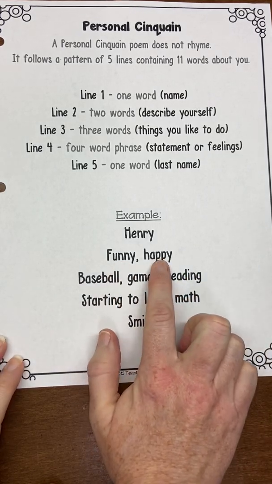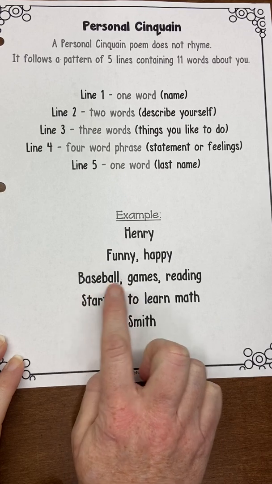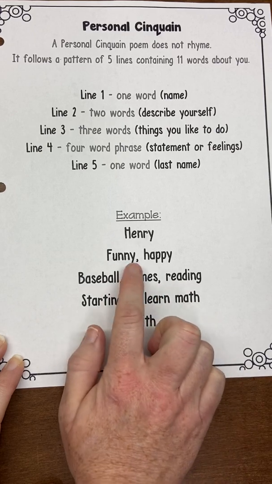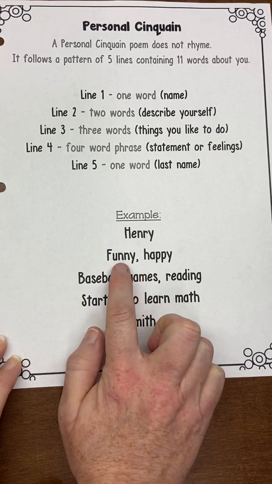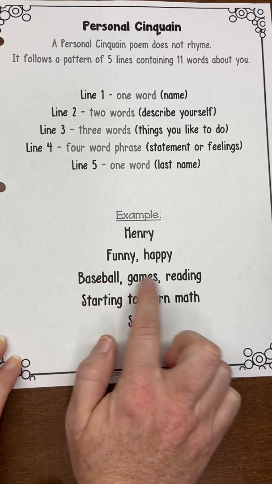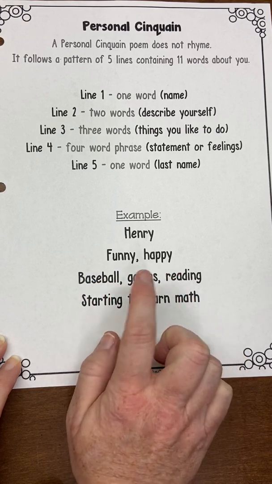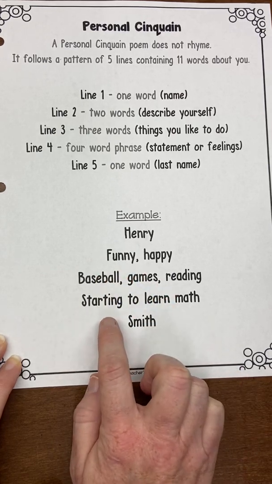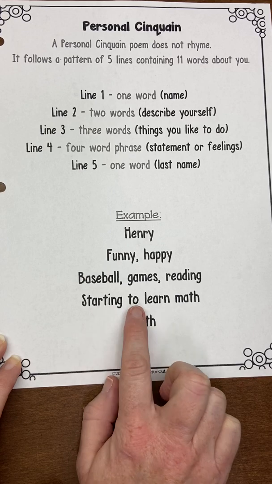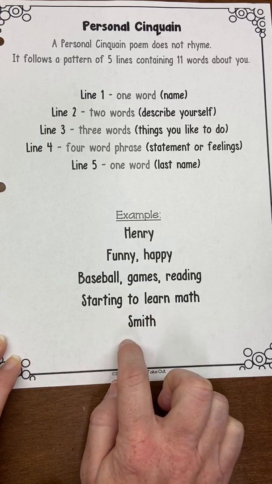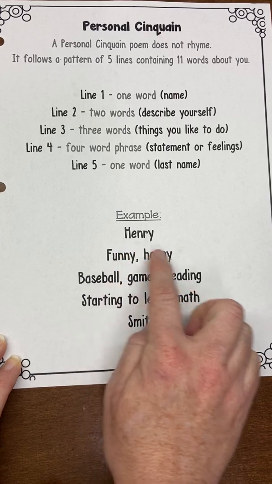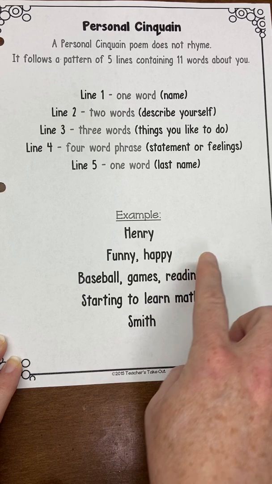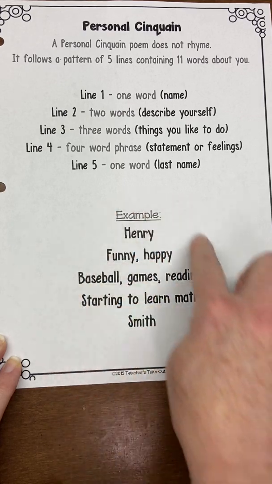Henry is funny and happy. Henry, things that he likes to do: baseball, games, reading. And you'll notice in the second line and the third line, between the 2 words and the 3 words, there's a comma. So when you write yours, you need to include that comma in your writing. Okay, and then the 4-word phrase he put was starting to learn math, and then his last name, Smith. So 1, 2, 3, 4, 5, 6, 7, 8, 9, 10, 11. There's our 11 words.